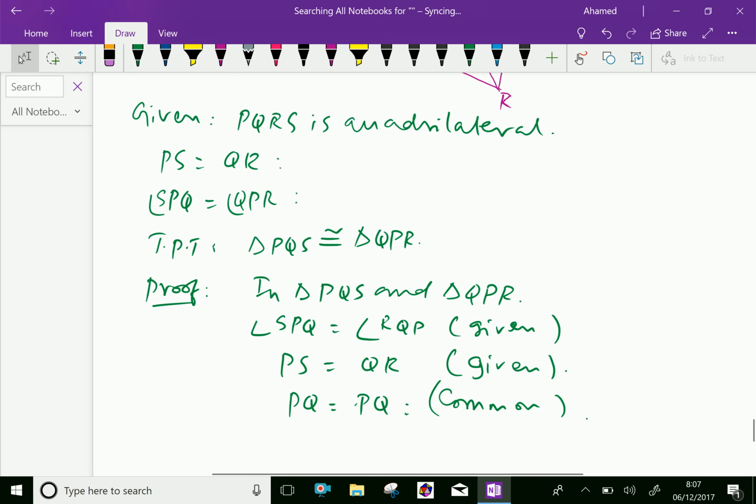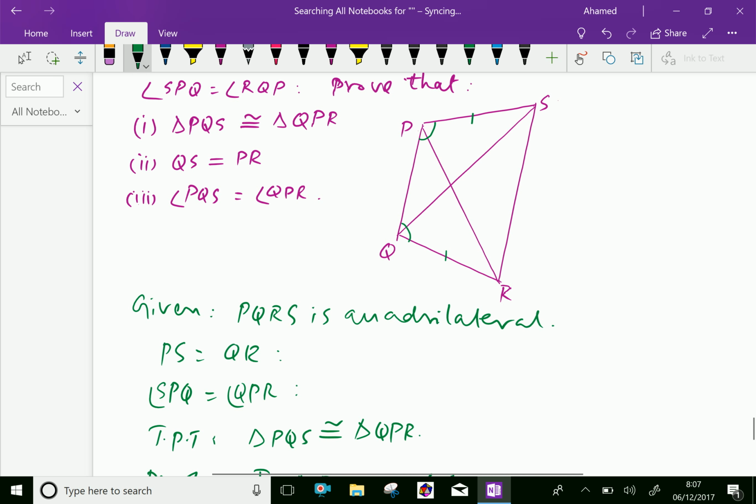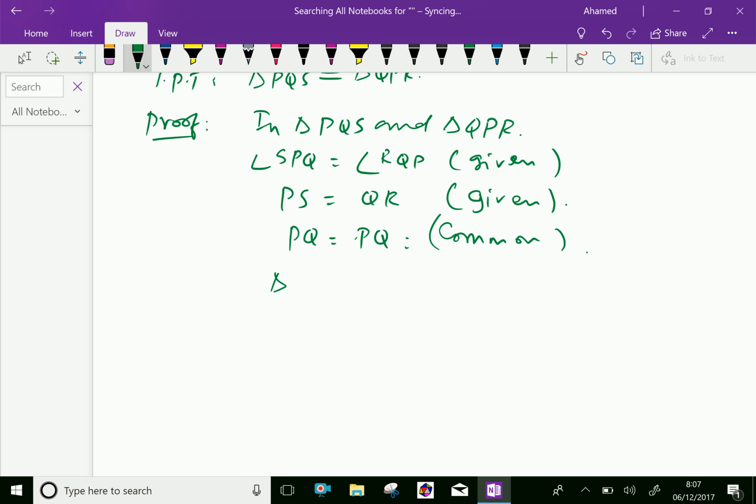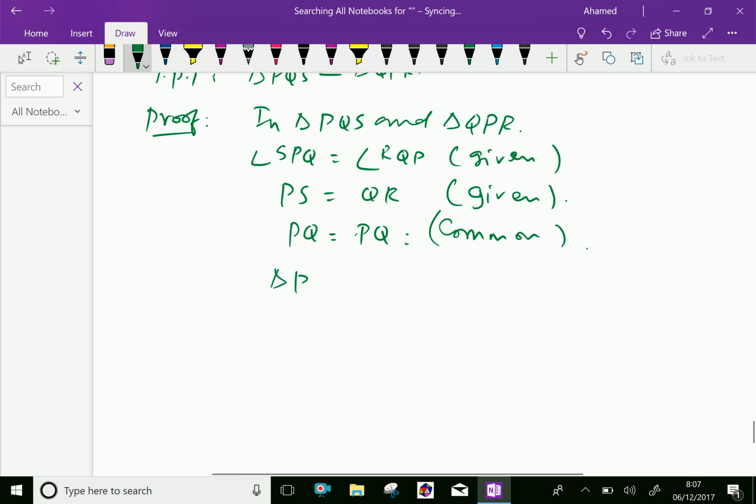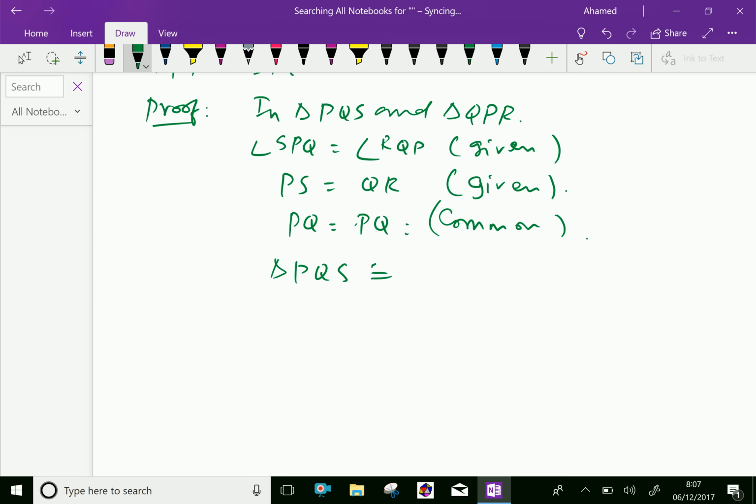Therefore, we can say the triangle PQS is congruent to triangle QPR by side angle side. By the side angle side congruency criteria, we proved the triangle PQS is congruent to triangle QPR.